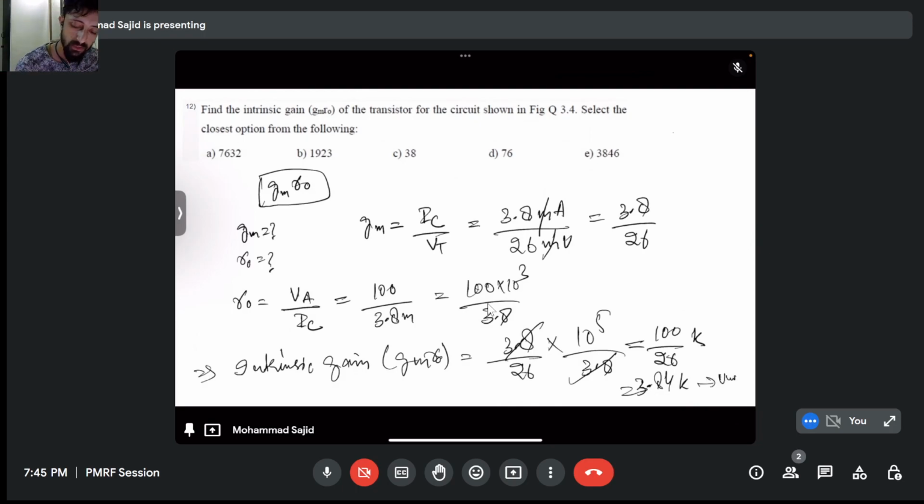Gain is unitless. Why is it unitless? Because it is V output by V input. This has voltage unit, this is also voltage unit. So is there any option? 3.84, yes, this one, right? This will be 3.846 K.